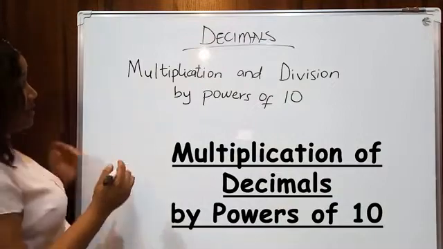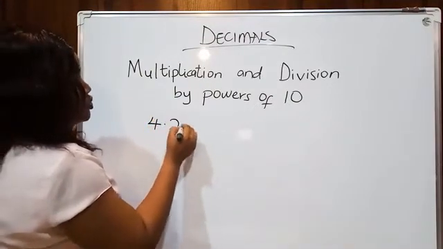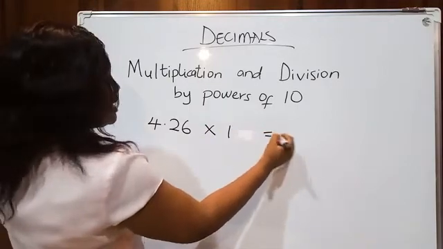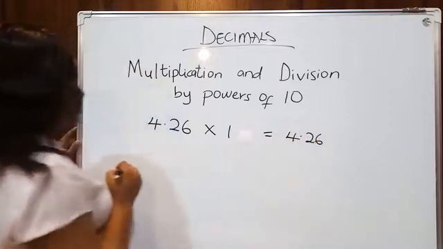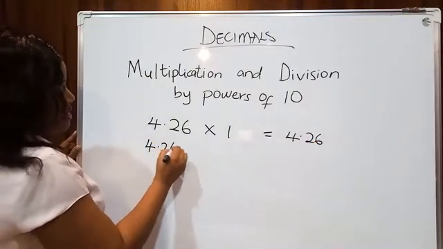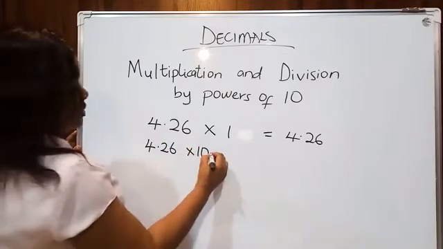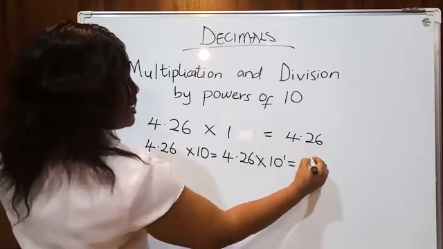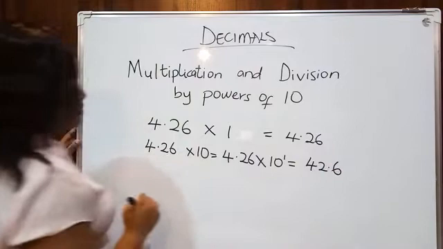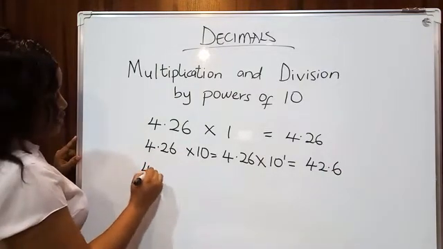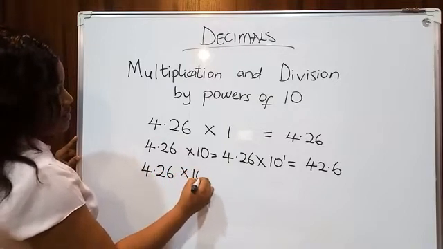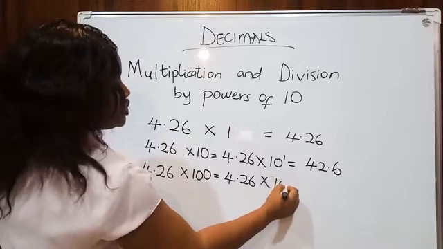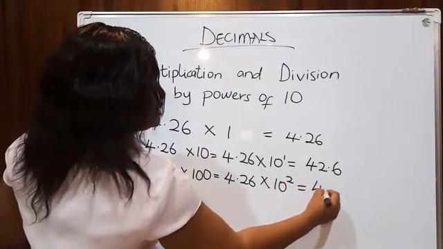Okay, let's take for example we have 4.26. Now 4.26 times 1 gives us 4.26. We have 4.26 times 10, which is equal to 4.26 times 10 raised to power 1, which gives us 42.6. Okay, so we look at 4.26 times 100, which is the same as saying 4.26 times 10 raised to power 2, which gives us 426.